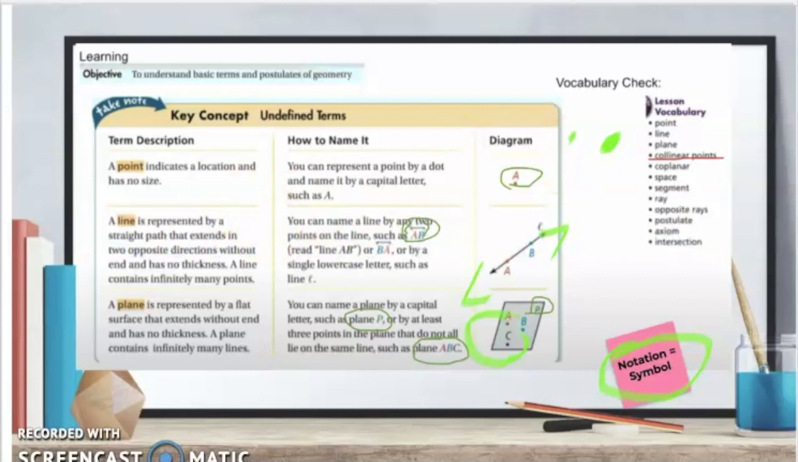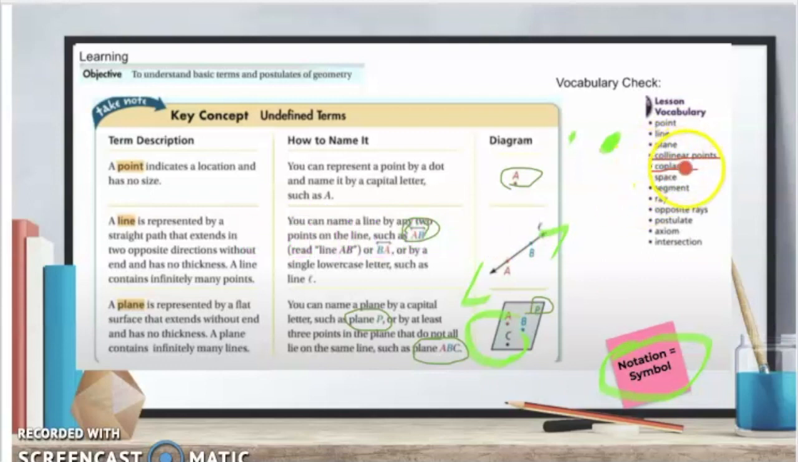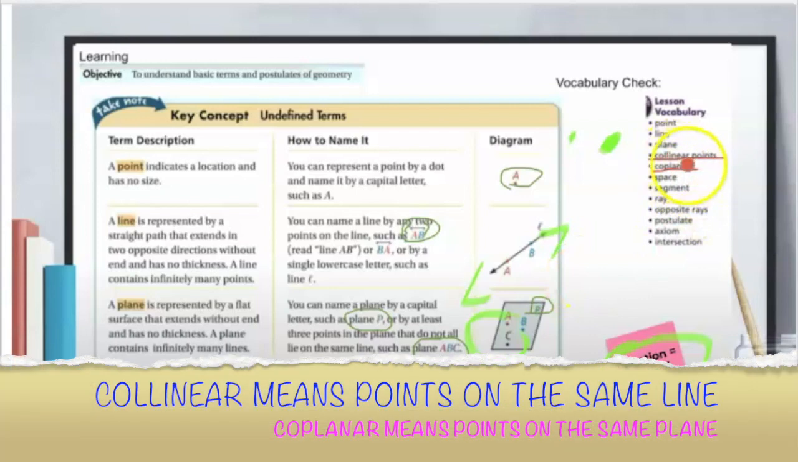Now, let's go ahead and take a look at our second word that I don't have the slide for. It's called coplanar. Can you say coplanar? Okay, now, again, the prefix co here means the same, and then planar means plane. The points that are on the same plane, just like the one that you see down here. These are points that are on the same plane.